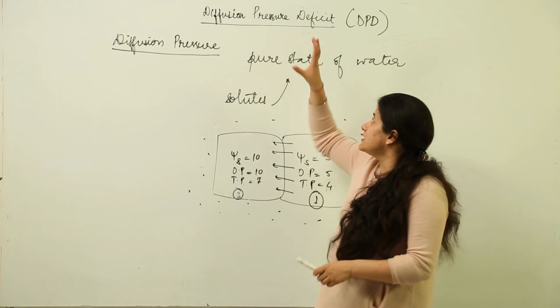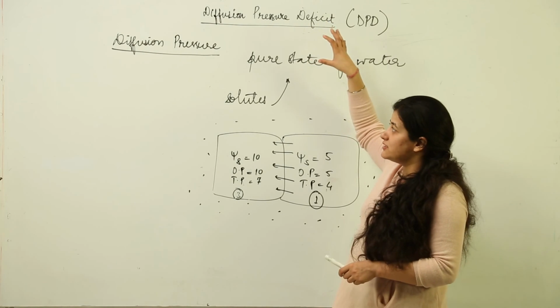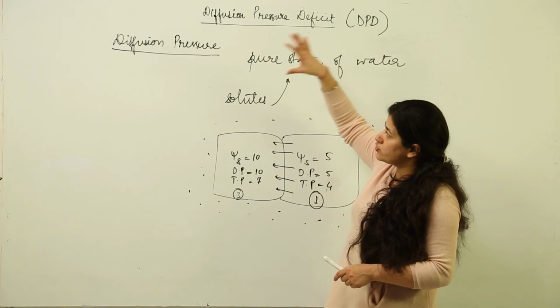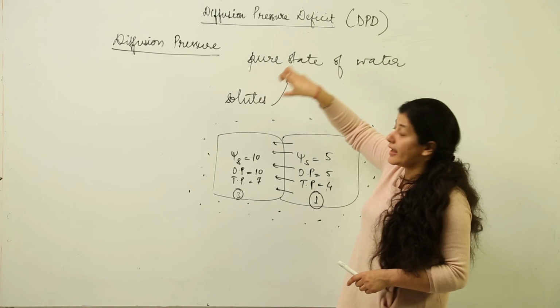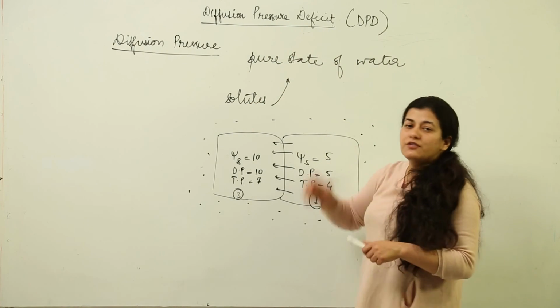As you can see in the word, it is the deficit, that means the decline. So the decline in diffusion pressure that comes in pure water when solutes are added is known as diffusion pressure deficit.